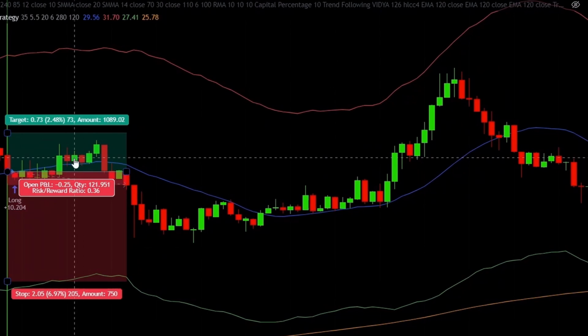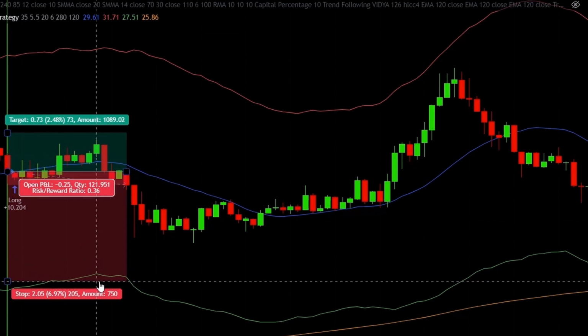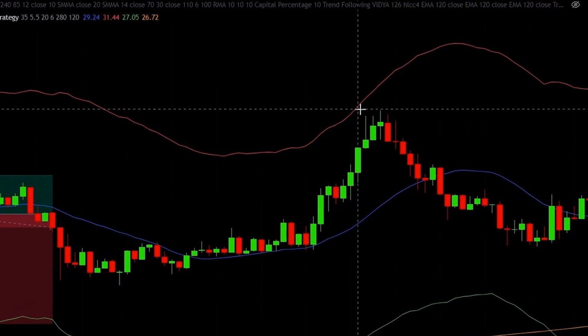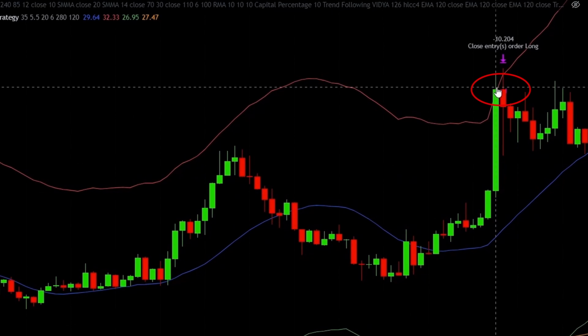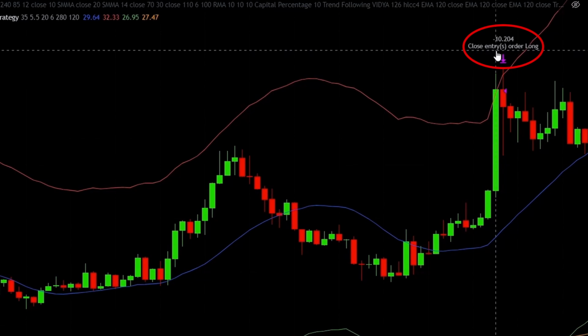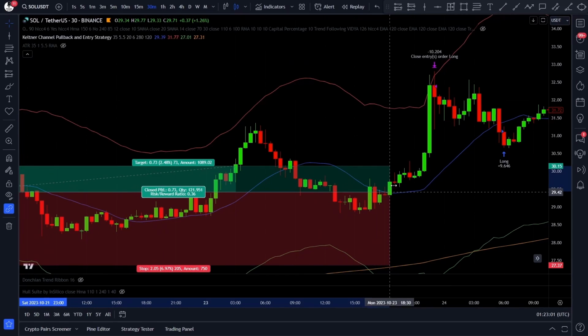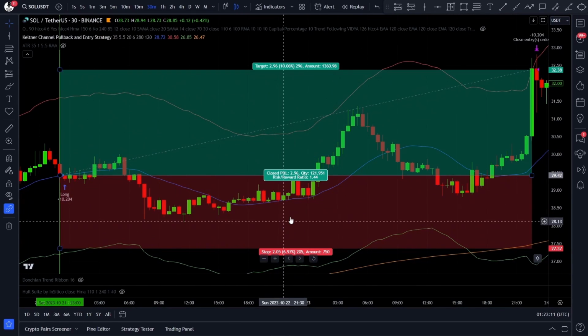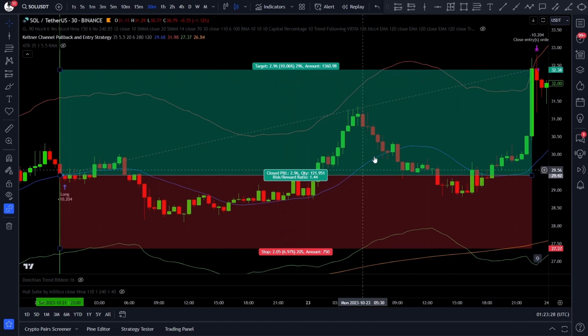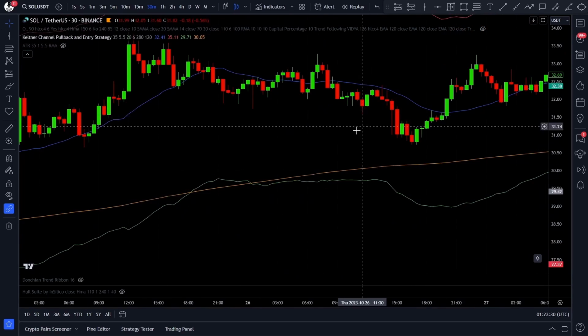And we will exit the position either if the price hits the stop loss or if the price touches the upper Keltner channel band. And that happened right there. As you can see, the strategy exited the long position. This trade would have been a 1 to 1.44 risk-reward ratio with a more than 10% movement. Now let's find a short example.